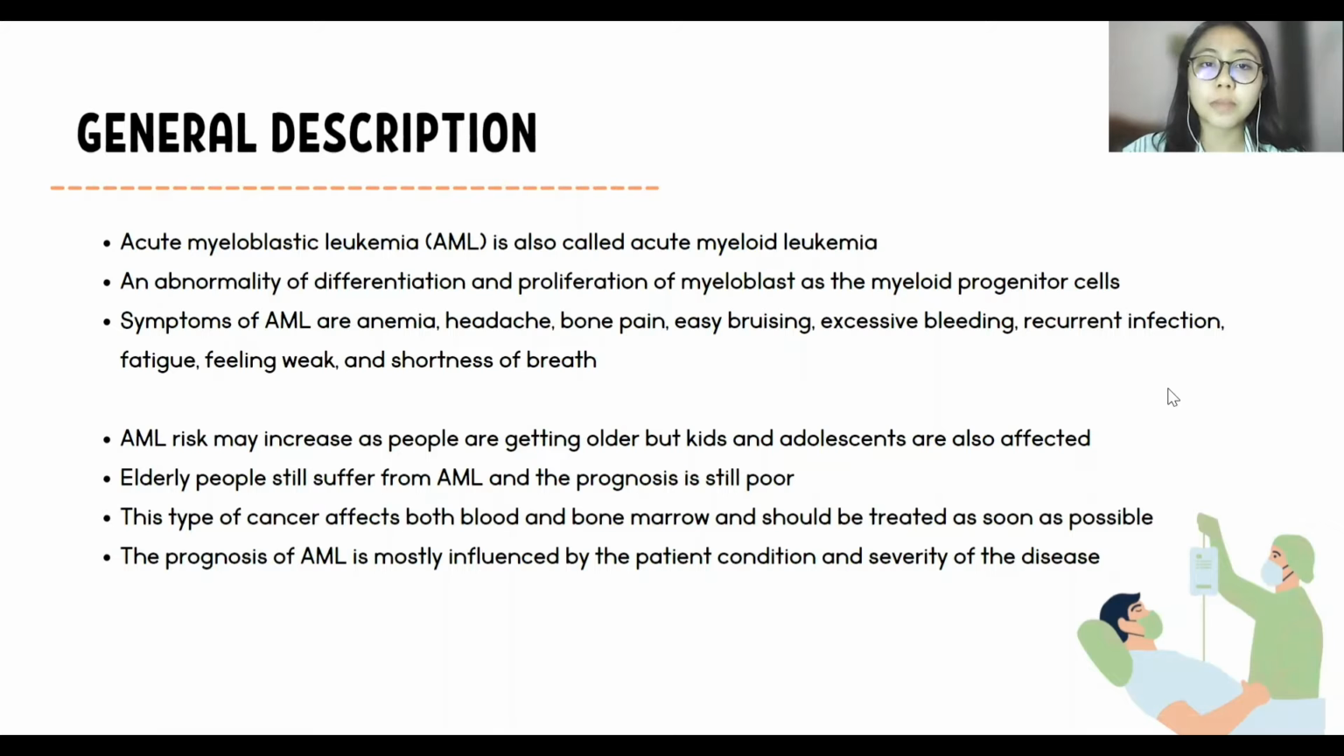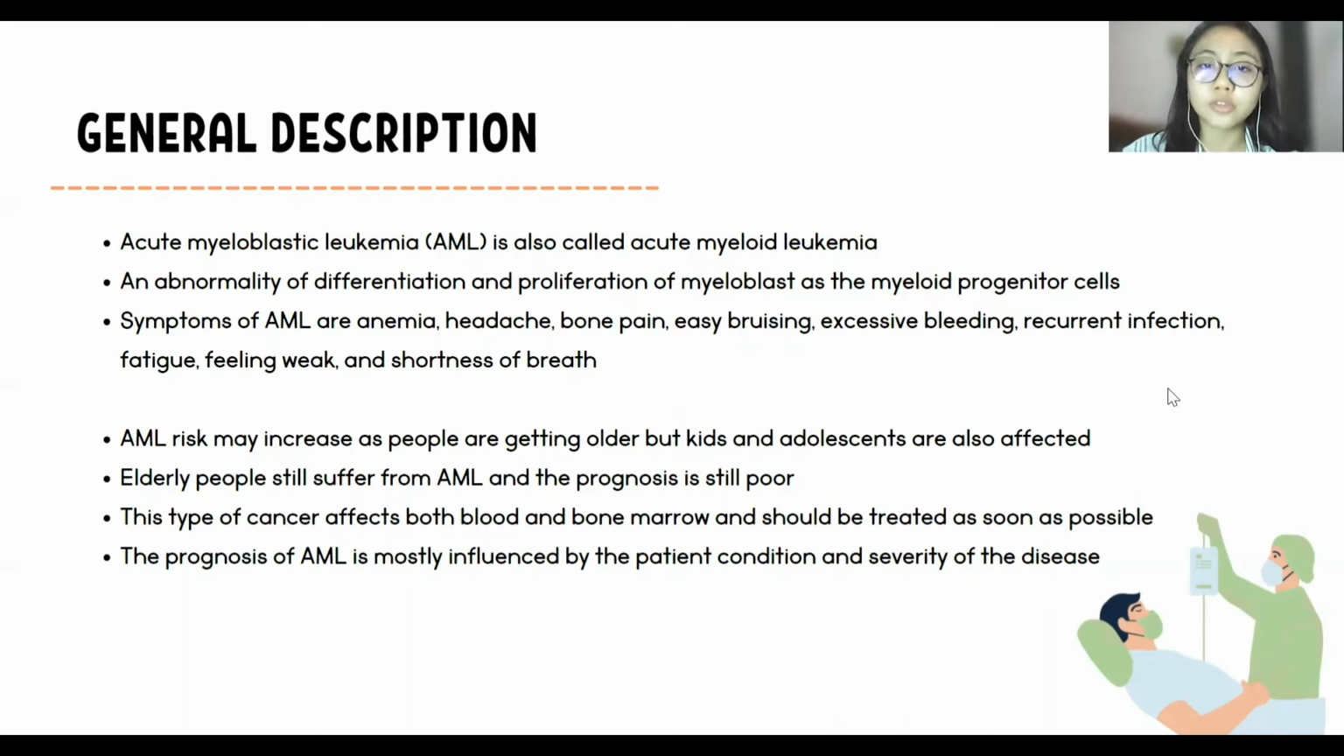General symptoms of AML are anemia, headache, bone pain, easy bruising, excessive bleeding, and recurrent infection. People with AML may also experience fatigue, feeling weak, and shortness of breath. AML risk may increase as people are getting older, but kids and adolescents are also affected. Cure rates of AML are rising, about 40% for patients younger than 60 and 15% for patients older than 60. But it should be noted that elderly people still suffer from AML and the prognosis is still poor.